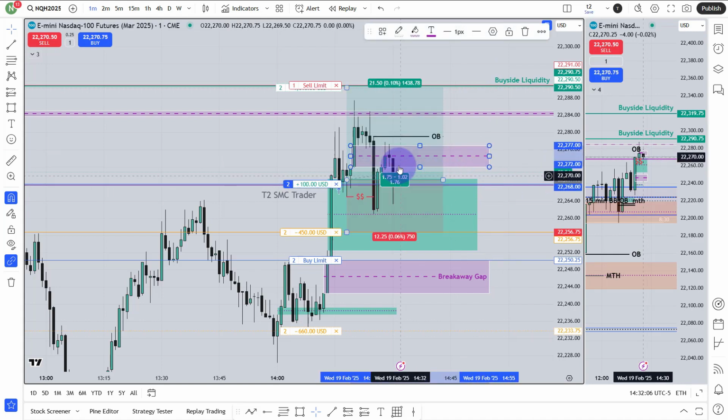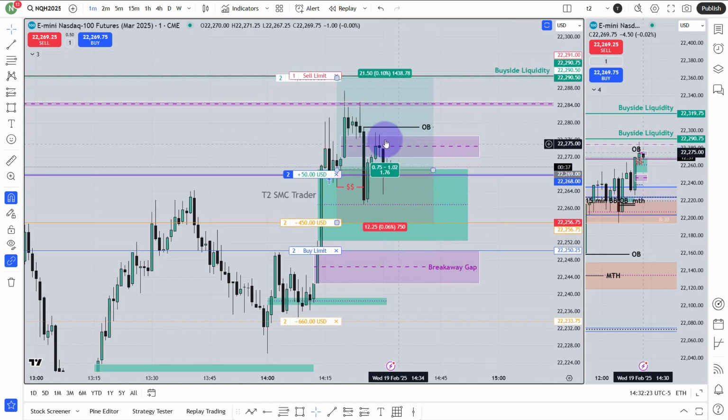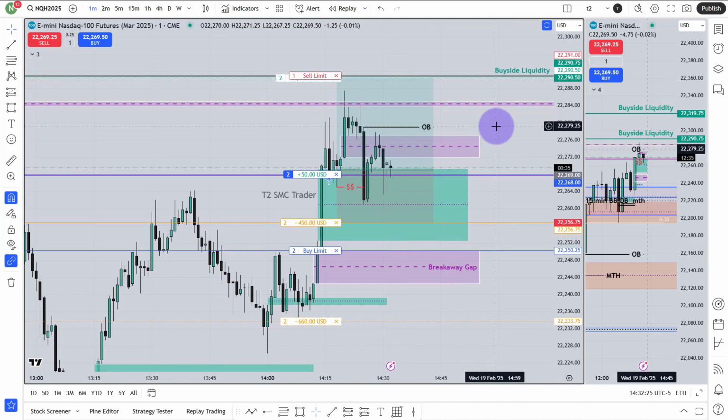Now it should go and close above this area and also give me another market structure shift here to give me another entry opportunity. So whoever missed the entry over here around this area, they will get another opportunity here to take the buy around this area. They will get another opportunity to take the buy over there. Keep watching.